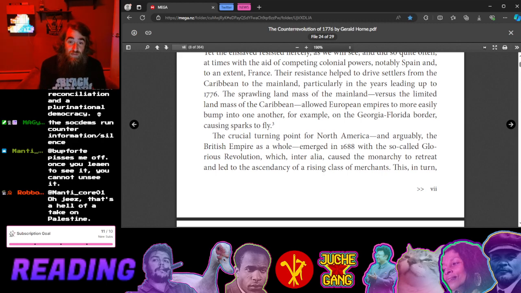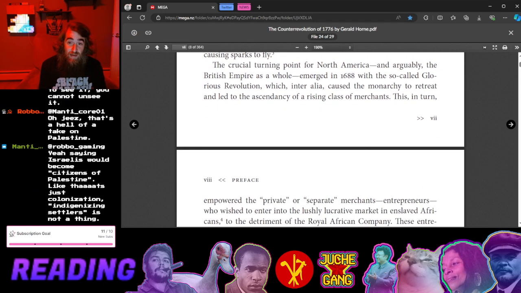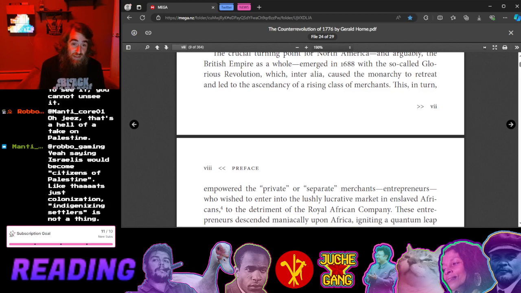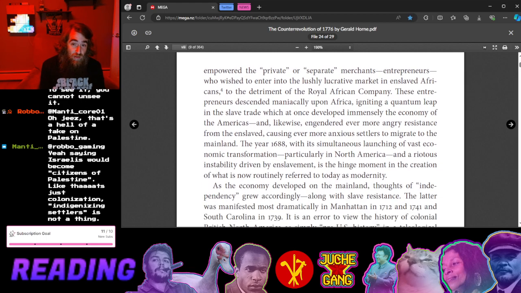The sprawling landmass of the mainland versus the limited landmass of the Caribbean allowed European empires to more easily bump into one another, for example on the Georgia-Florida border, causing sparks to fly. The crucial turning point for North America and, arguably, the British Empire as a whole emerged in 1688 with the so-called Glorious Revolution, which, inter alia, caused the monarchy to retreat and led to the ascendancy of the rising class of merchants. This, in turn, empowered the private or separate merchants, entrepreneurs who wished to enter into the lushly lucrative market in enslaved Africans, to the detriment of the Royal African Company.